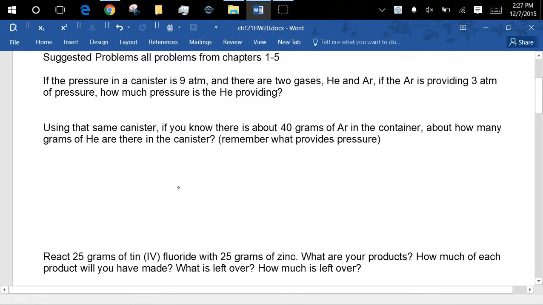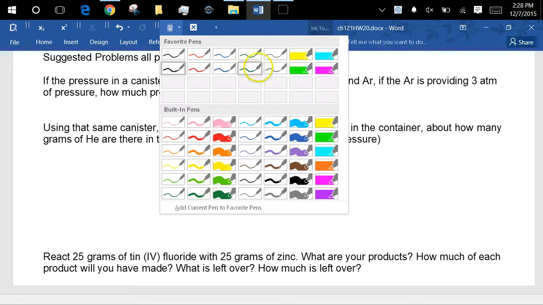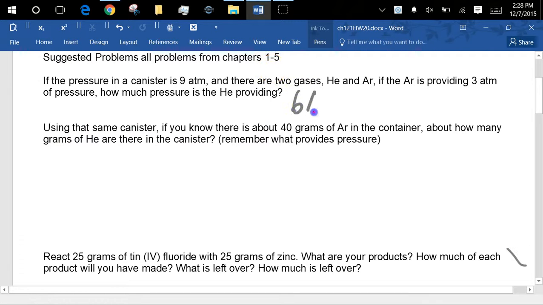Okay, let's go over this homework. I know the argon is providing 3 atmospheres of the 9, so how much is the helium providing? 6. Great. Okay, so what does that tell us about the two gases? There's twice as much. There's literally 2 times as many helium atoms. You okay with that? That's why it has twice as much pressure.